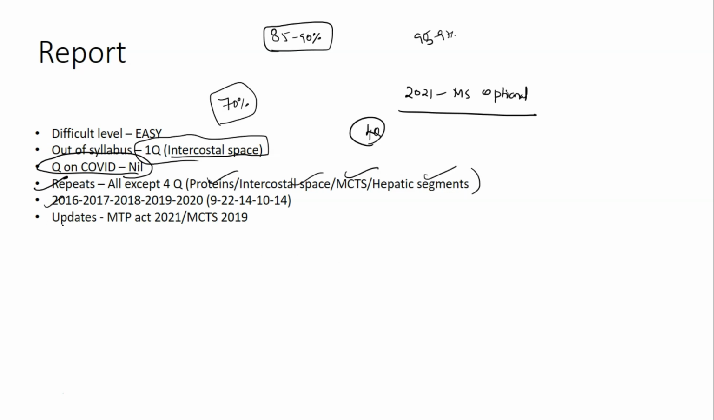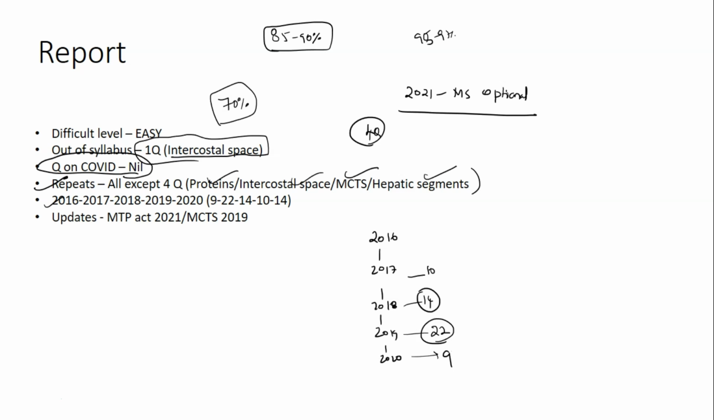And look at the repeat ratio. Starting from 2016, 2017, 2018. I'm only taking the last 5 years of papers. So in 2020, the most latest, we have almost 14 questions. I'm just taking it in written order. 9 questions have come from 2020. In 2019, 22 questions have come. In 2018, 14 questions.